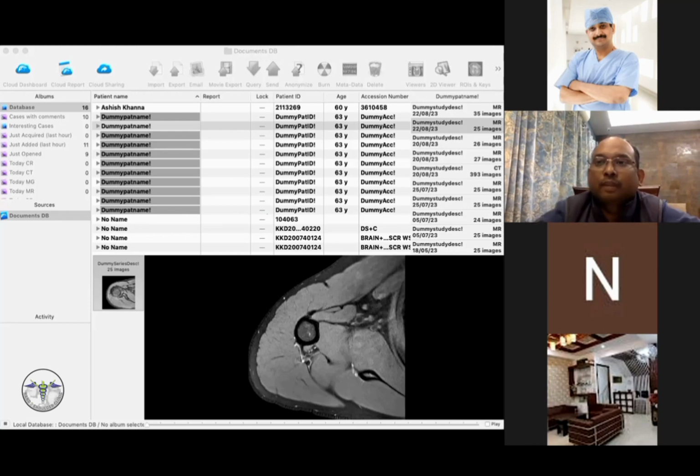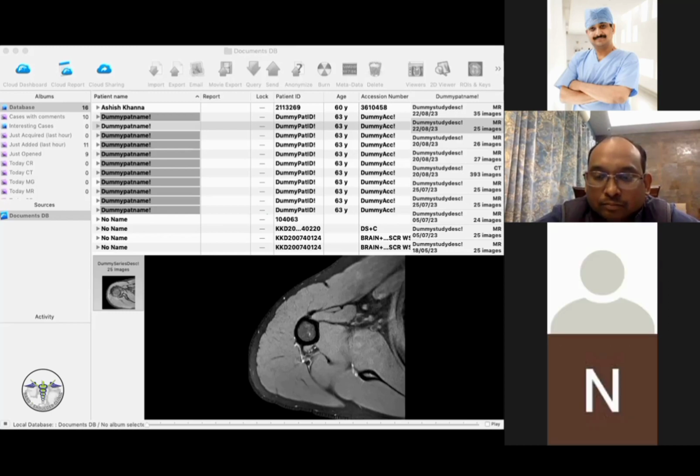Okay. Pallav, any question? Sir, can I ask a question? Sir, which modality of investigation is good for this bipolar lesion: CT, 3D reconstruction, or MRI?